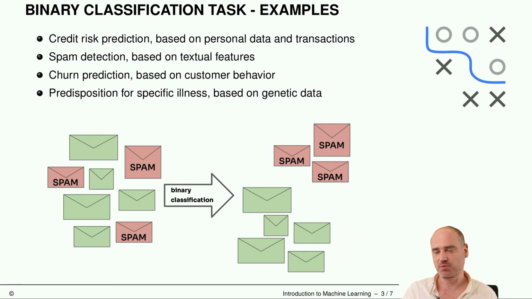Spam detection is something that has been used in machine learning for years. It is an area where machine learning has been applied successfully for more than 20 or 30 years now. Based on textual features, we'd like to predict whether an email is spam or not. Churn prediction based on customer behavior: we might want to predict whether a customer would potentially leave a certain contract.